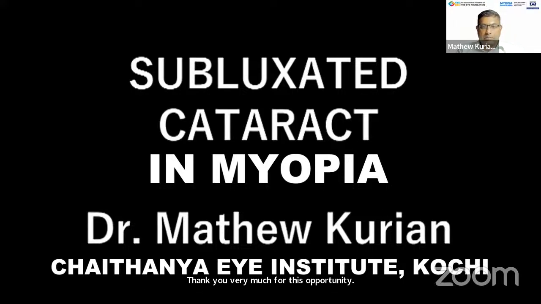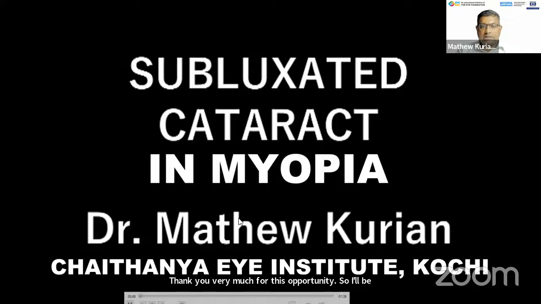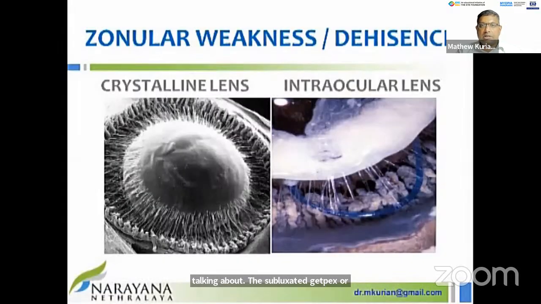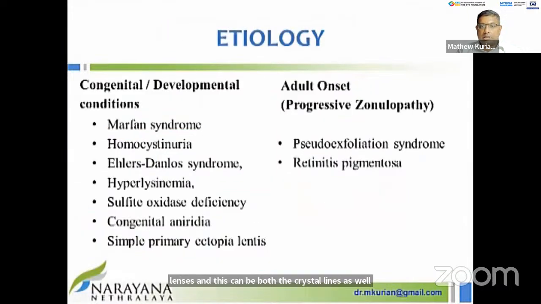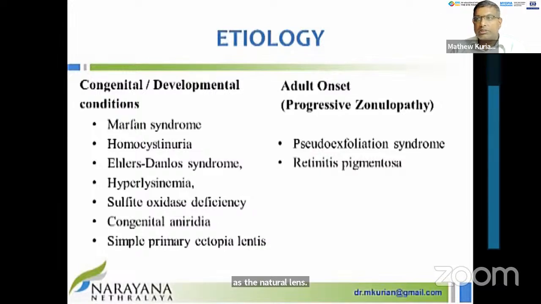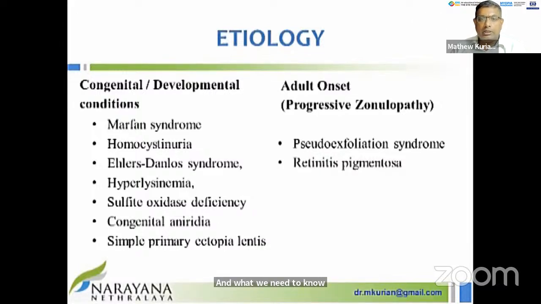So I'll be talking about the subluxated cataracts or subluxated lenses. And this can be both the crystalline lens as well as the natural lens. And what we need to know is that the etiology can be multifactorial and pediatric individual. And in high myopia, retinitis pigmentosa is one of the situations where you can have it in the adult onset with the progressive zonulopathy.